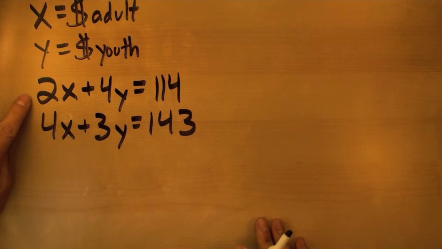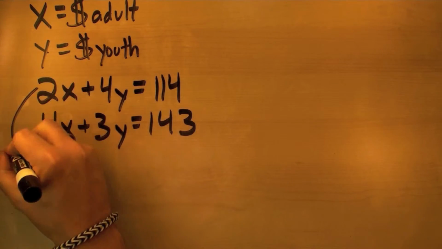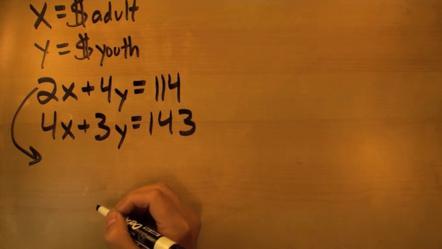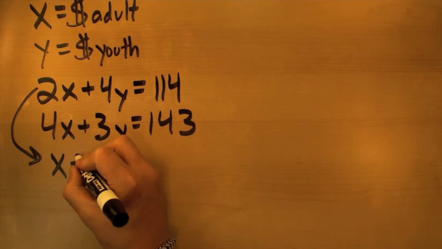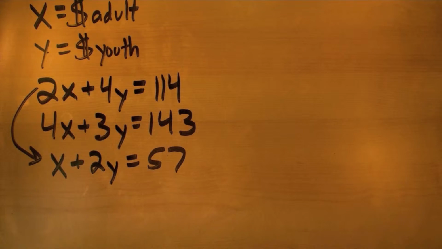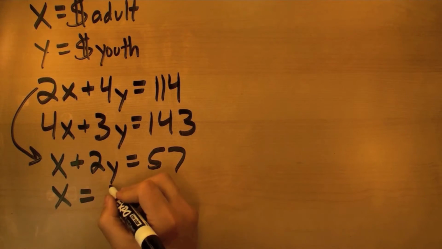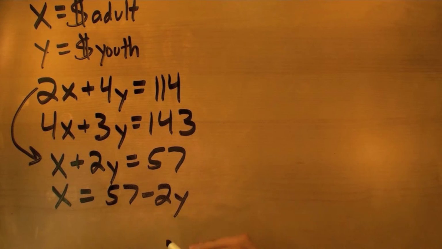So I noticed that one of these equations has values in it that are all even. So why don't I just take that and simplify it so then we're dealing with a little bit smaller numbers. So I'm going to take this equation right here and divide the entire equation by 2 to get x plus 2y equals 57. See how the numbers are a little bit smaller and easier to deal with now? And in fact, we can now solve for x. So we get x equals 57 minus 2y. And we can use that to substitute into the other equation.